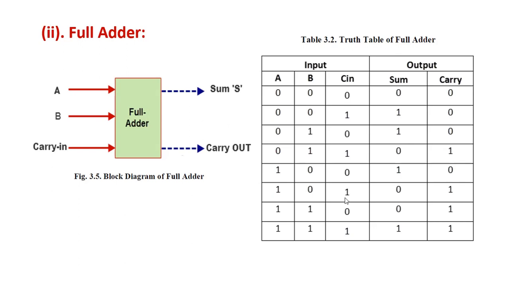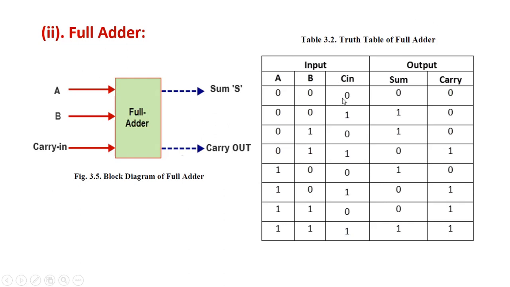Now coming to full adder. The full adder problem specification is given. Full adder means we are adding 3 bits. So we will have 3 inputs and two outputs. The three inputs will be A, B and the previous carry, and the outputs will be sum and carry out. So we will form the truth table.